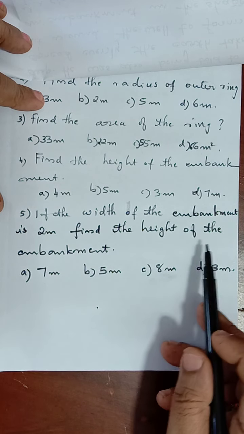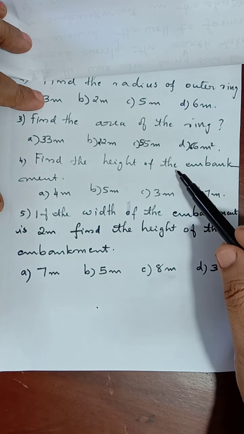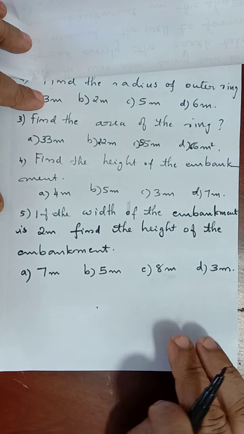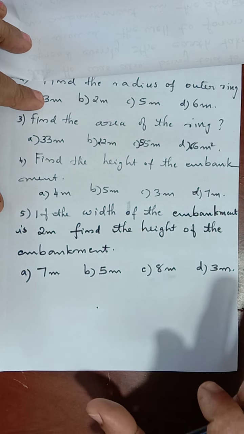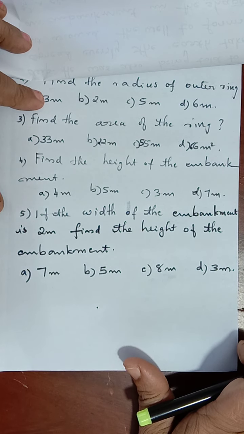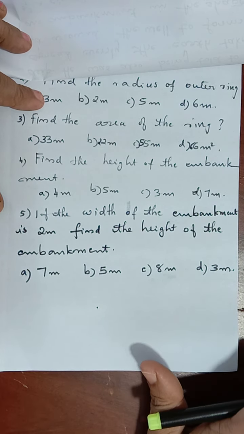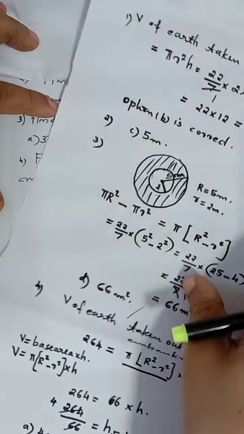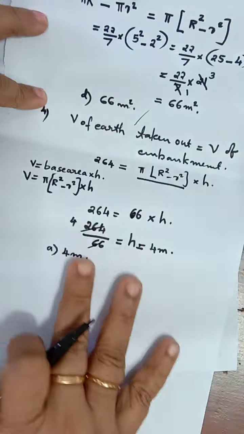Then for the height of the embankment, we are going to use the same formula. That is, the volume of the earth taken out is pi r square h, which we know already is equal to 264. That's equal to the volume of the embankment as base area into height. There the base area will be changed, that is the difference here. So let us do that. Volume of embankment.